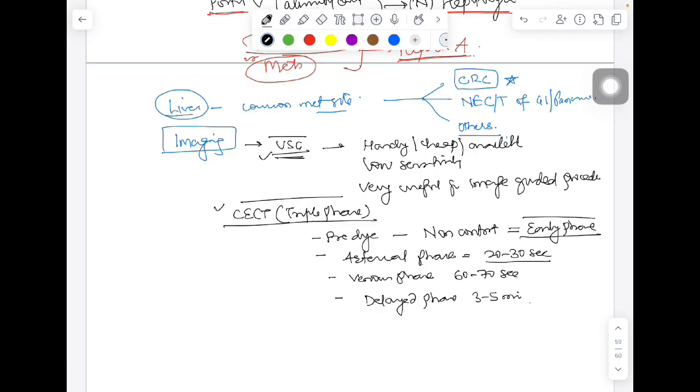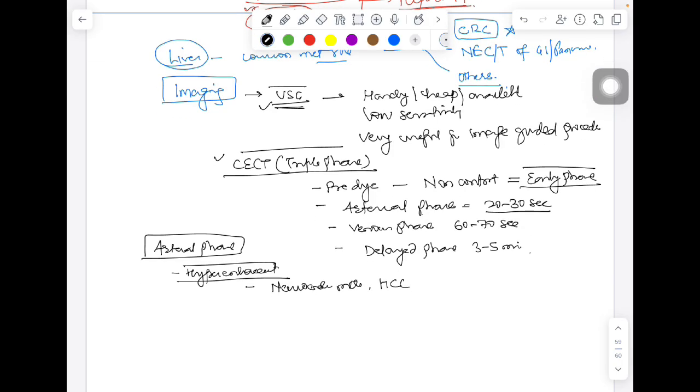Now how to interpret it? So see, the arterial phase is very important. Here we see hyperenhancement, because the hepatic artery is getting the contrast, and the contrast actually makes it hyperintense. So enhancement is seen in neuroendocrine tumors, METs, HCC. These things are hyperenhanced. Then comes the venous phase, which is 60 to 70 seconds.